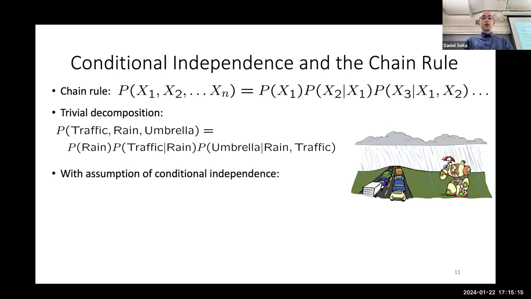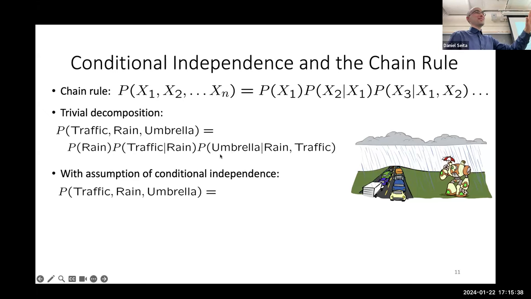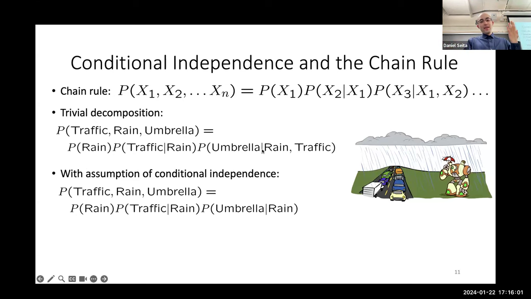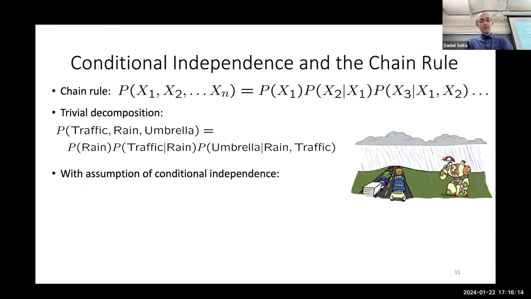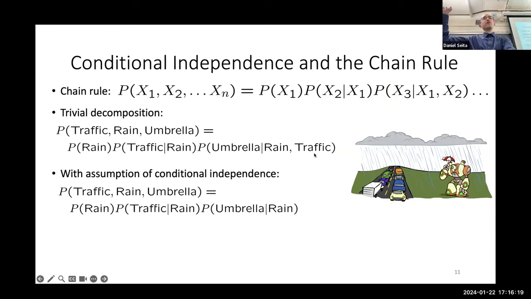With the assumption of conditional independence, what do you think you might get here? I'm looking for a decomposition. There should be three terms here. Yeah, you have rain, you have traffic given rain, and you have umbrella given rain. If you assume that traffic and umbrella are conditionally independent given that it's raining, as we assumed earlier, then given that it's raining, you can just get rid of traffic; it gives you no extra information.